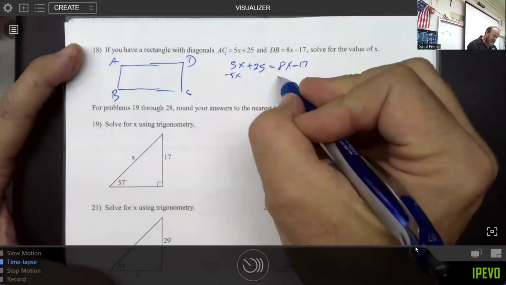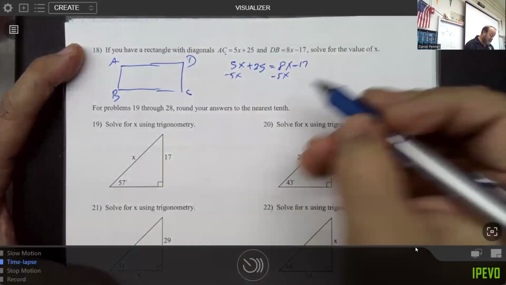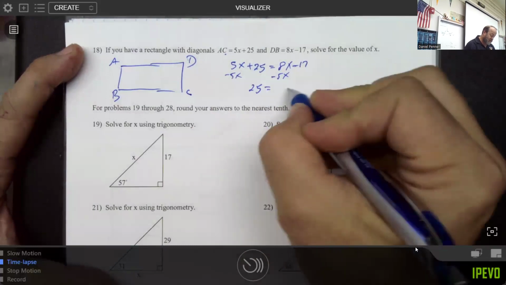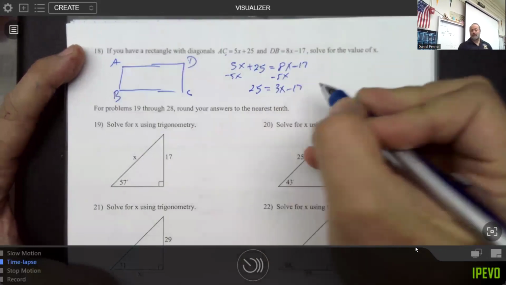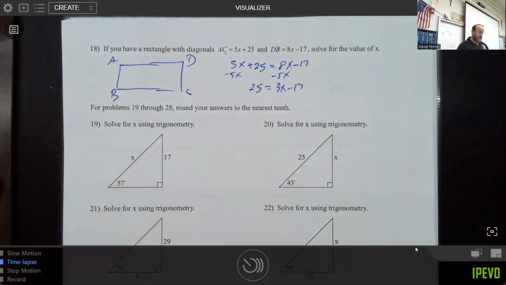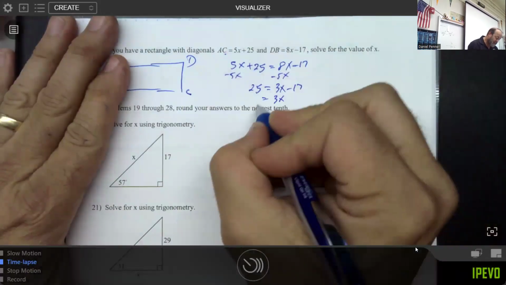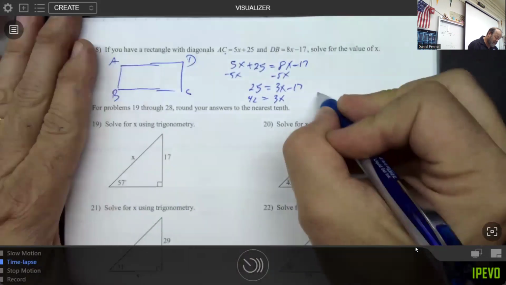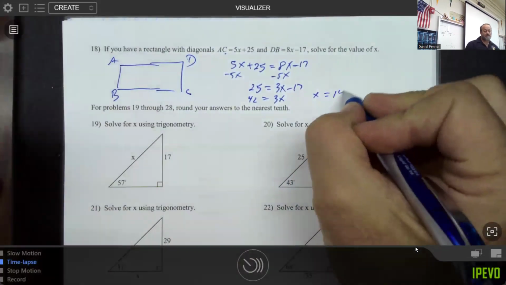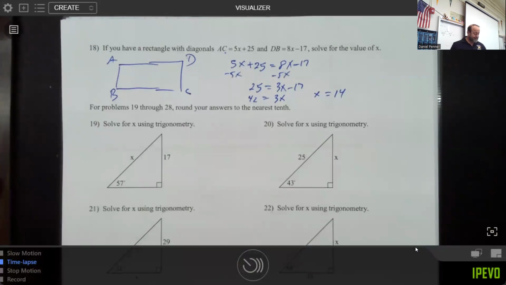One of the principles they use in construction all the time to make sure that a building is in fact square is you build it and then measure your diagonals and make sure that they match. So if we added 17 to both sides, we're going to get 42. And so again, a quick division, x equals 14, not too bad.